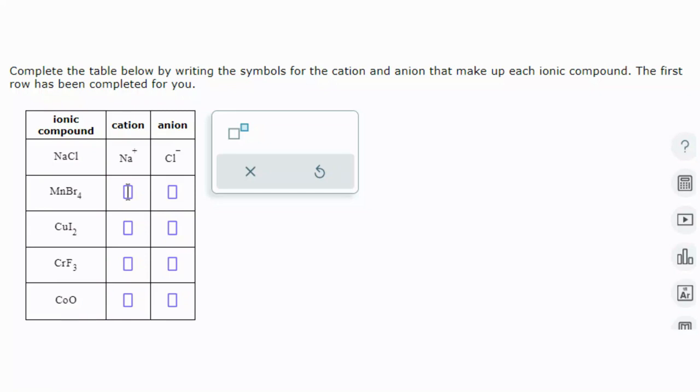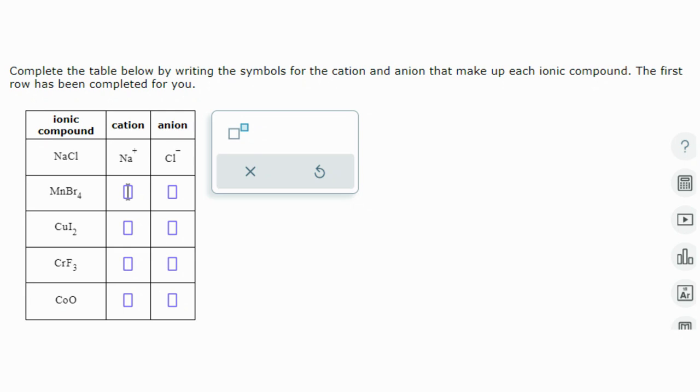Okay, are we ready to talk about this one? All right. So the first one is manganese 4 bromide. What would the cation be? And then 4+. Good. Remember when you put the charge in, you have to put the number first and then the symbol. So 4+. Good. And what would the anion be? Br minus, perfect. Br is always going to be minus.